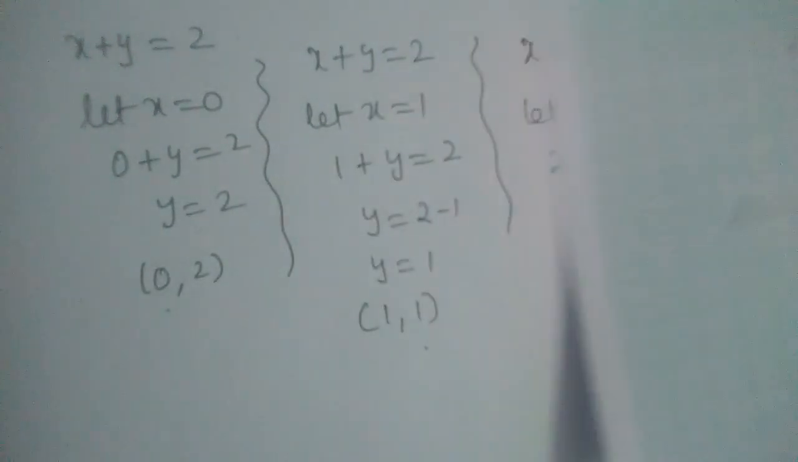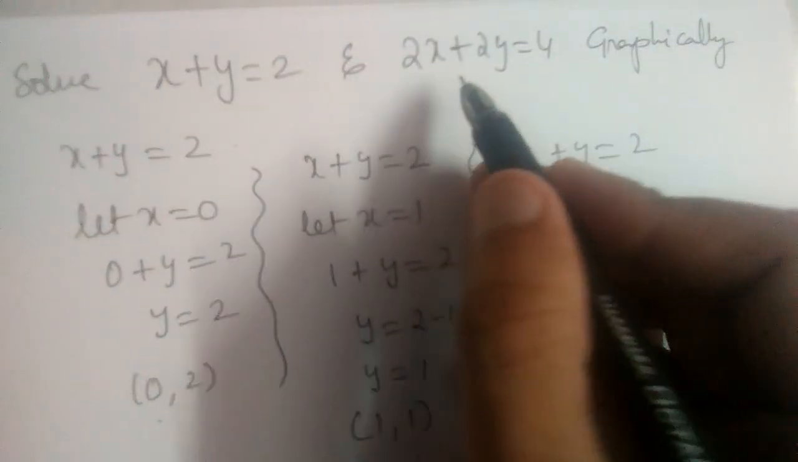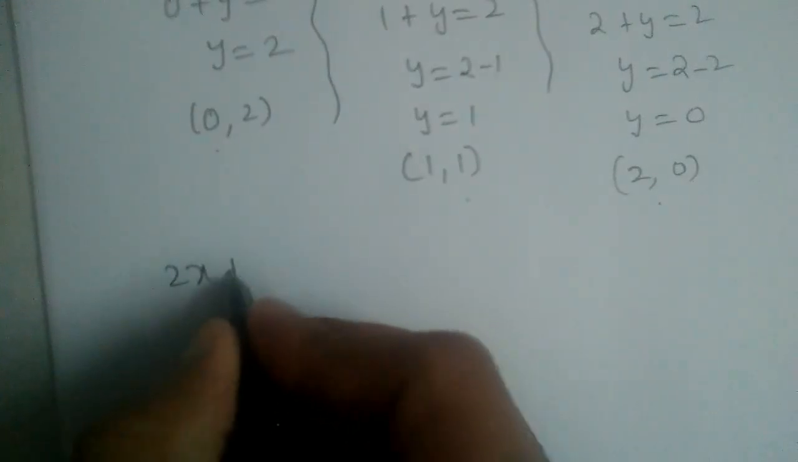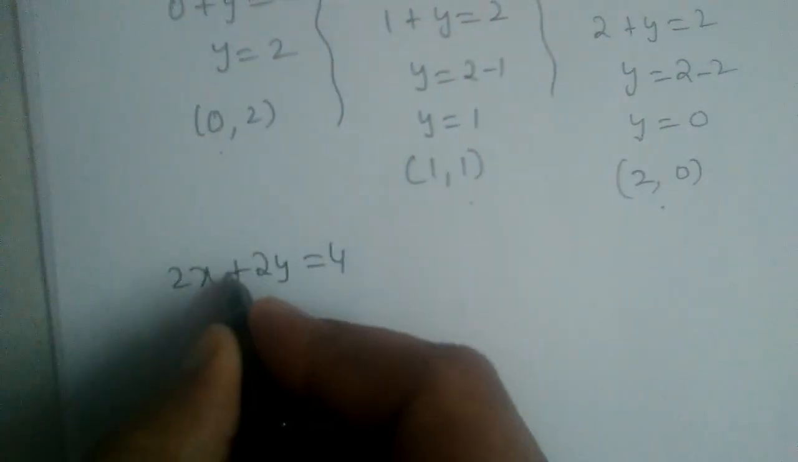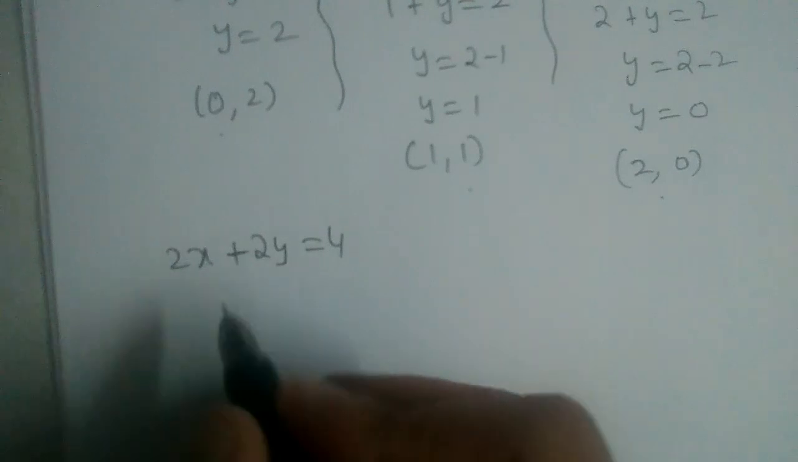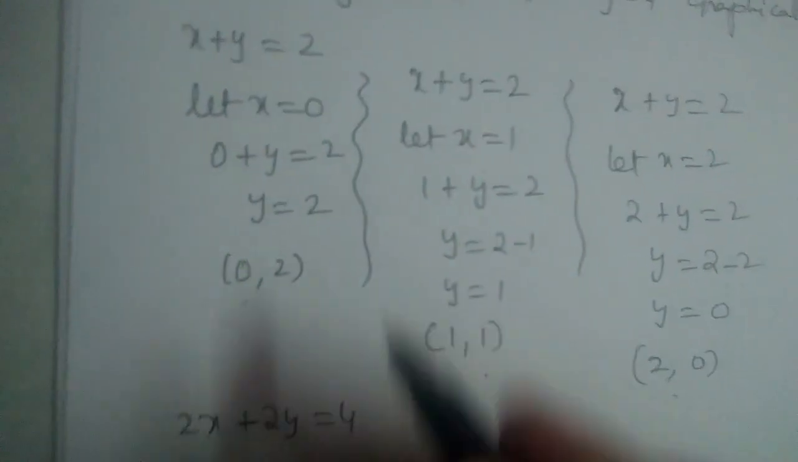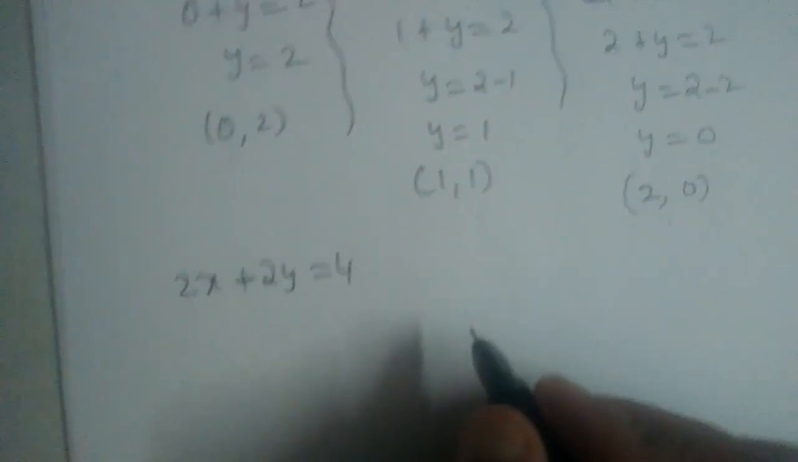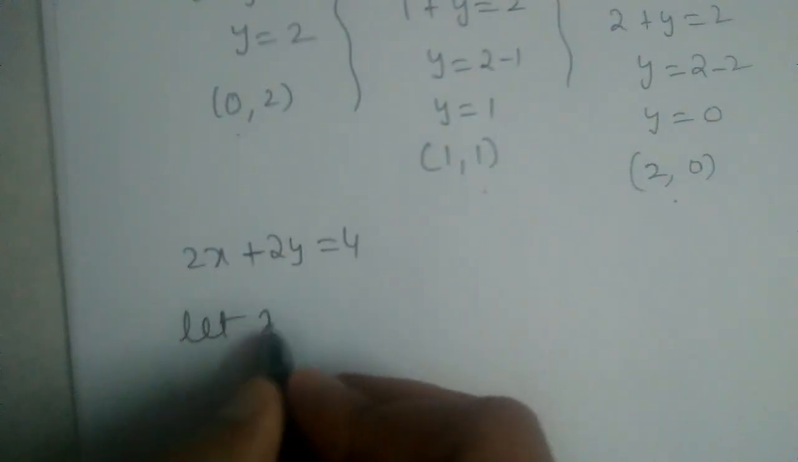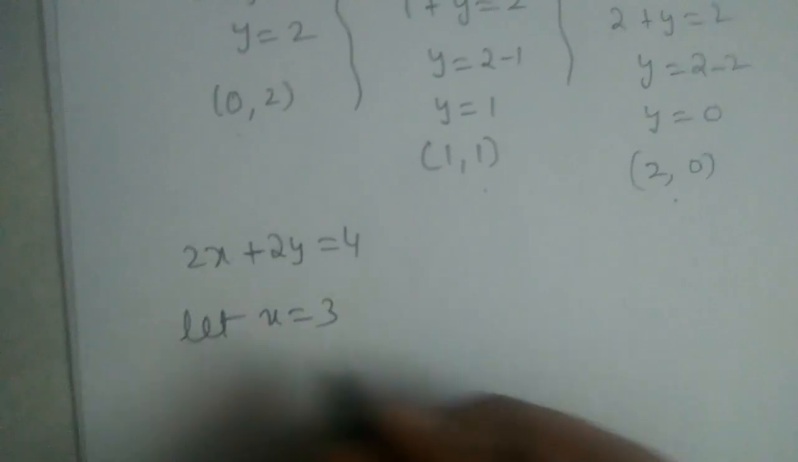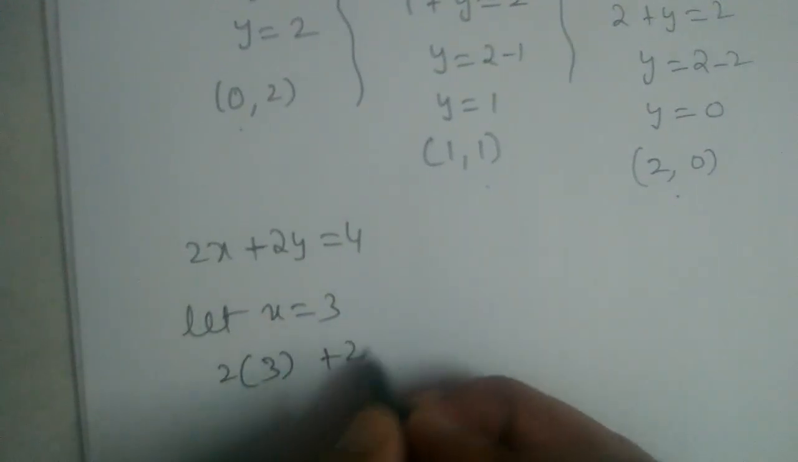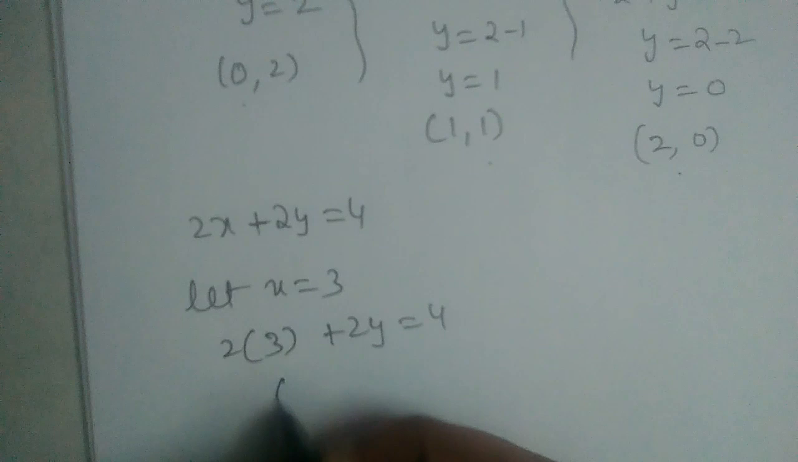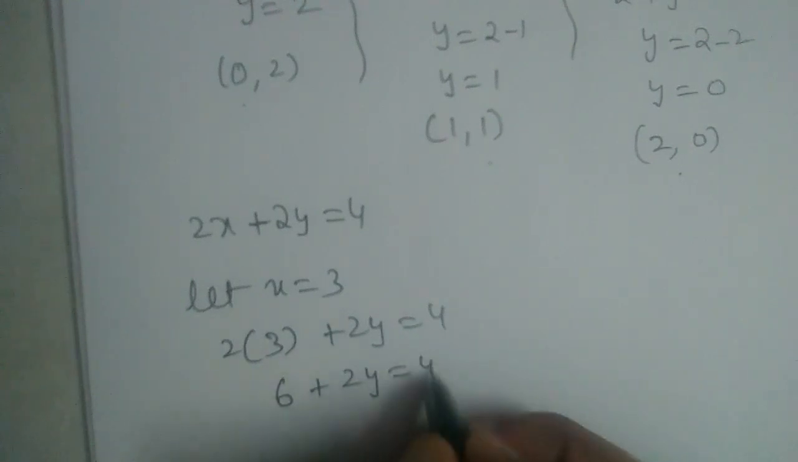Okay, so we'll keep this aside. Now we'll solve the other equation, 2x plus 2y is equal to 4. Same thing again, different values of x, right? So see, we substituted 0, 1 and 2 in place of x. Let us substitute different values now. Let us take x is equal to 3. So this will give us 2 into 3 plus 2y is equal to 4. 2 threes are 6 plus 2y is equal to 4.